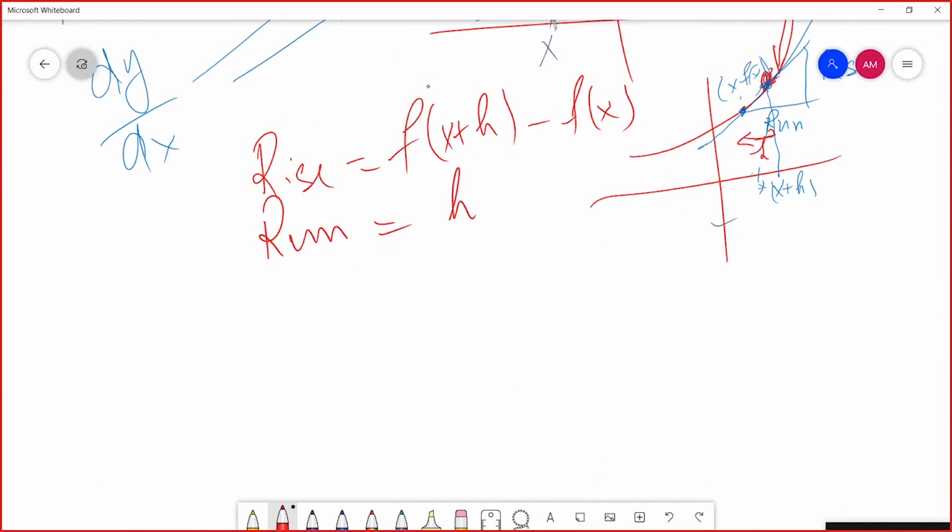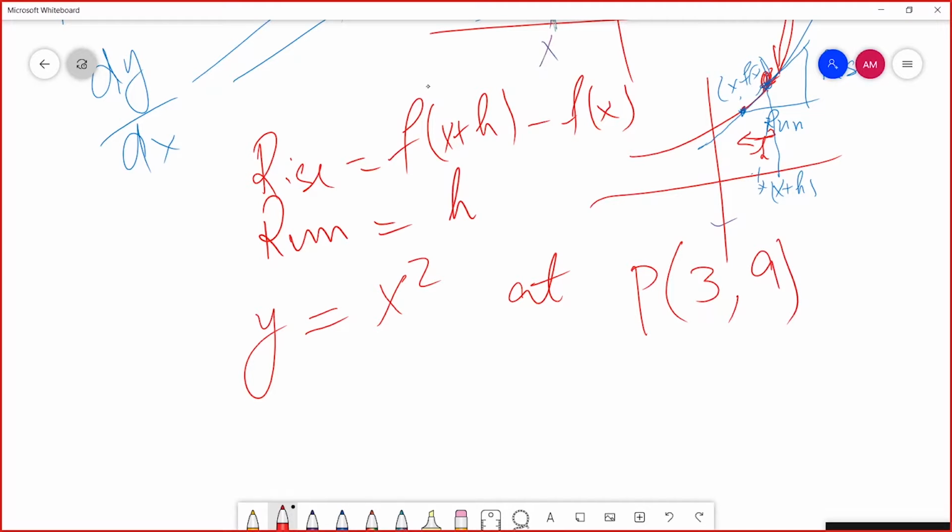So we will do just one question so that you understand. We are asked to find the gradient of x squared at the point P(3, 9). Are you with me? Yep.